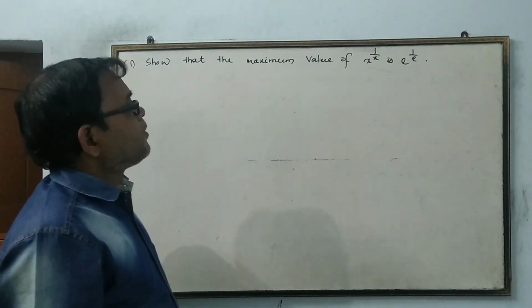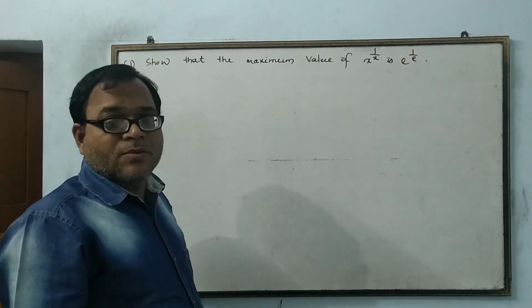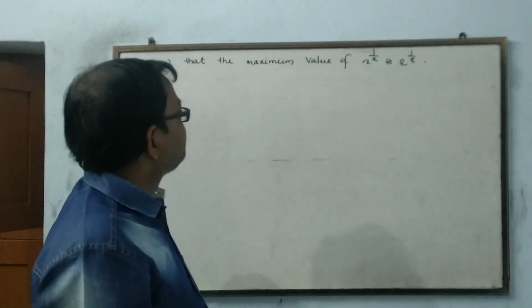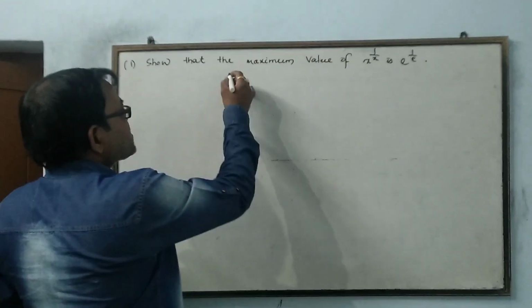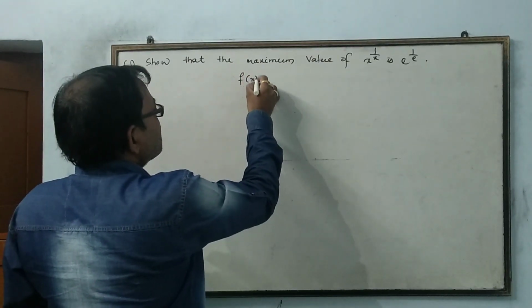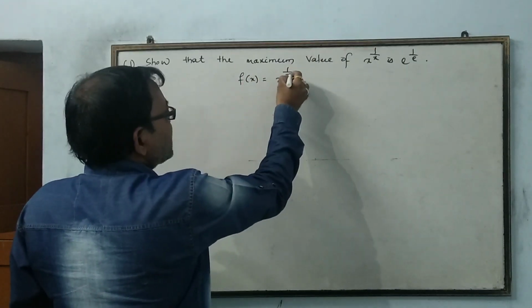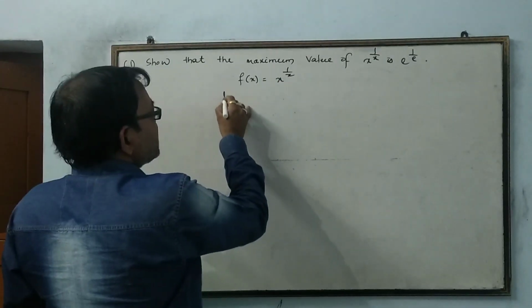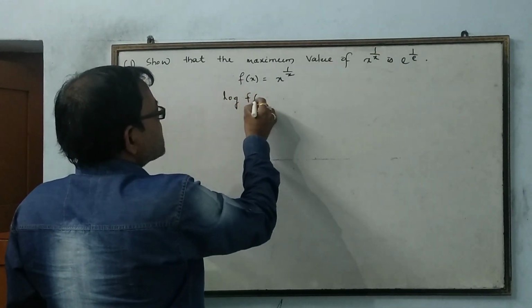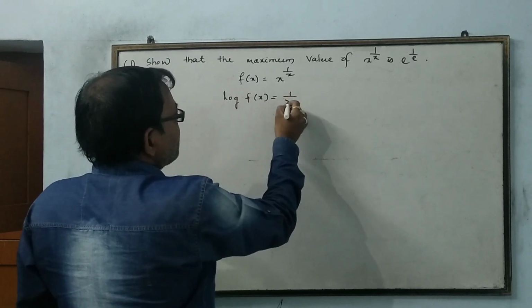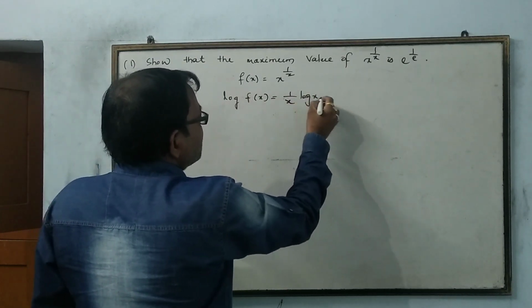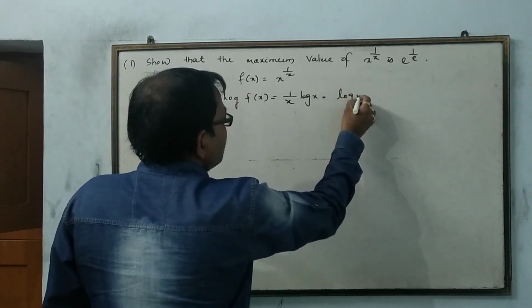So that the maximum value of x to the power 1 by x is equal to e to the power of 1 by e. f of x is equal to x to the power of 1 by x. So then take logarithm of both sides. The answer would be 1 by x log x, so that would be log x by x.